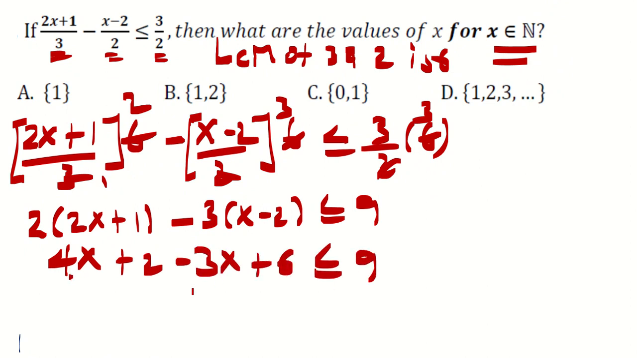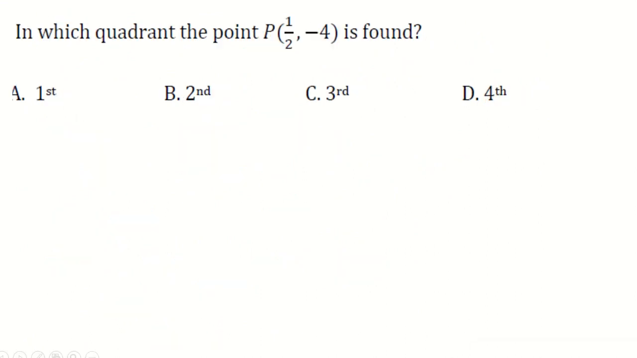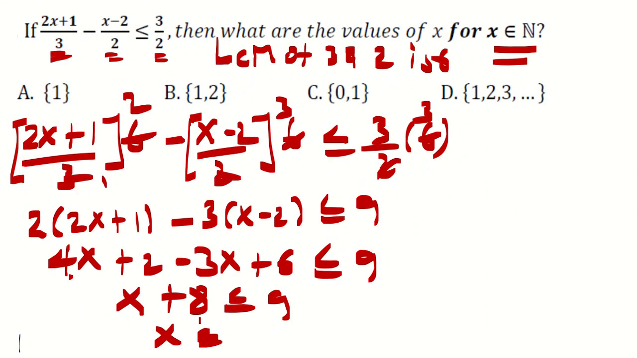Then 4x minus 3x will be just x. 2 plus 6 will be 8, is less than or equal to 9. Shift the 8, so x is less than or equal to 1. Okay, x is less than or equal to 1. So what are the natural numbers less than or equal to 1? Only 1. So the answer will be A.